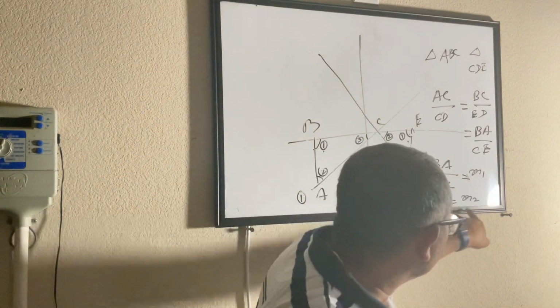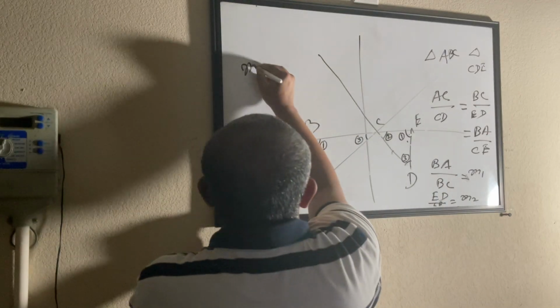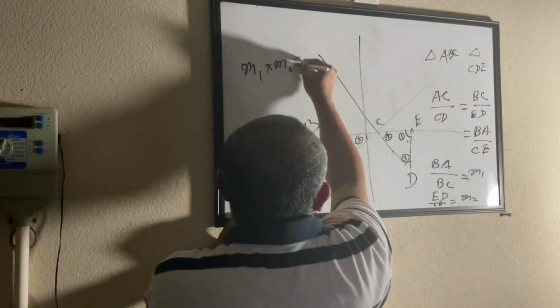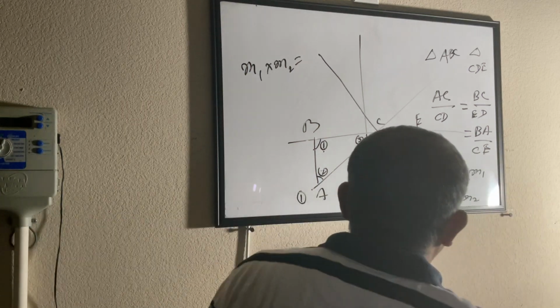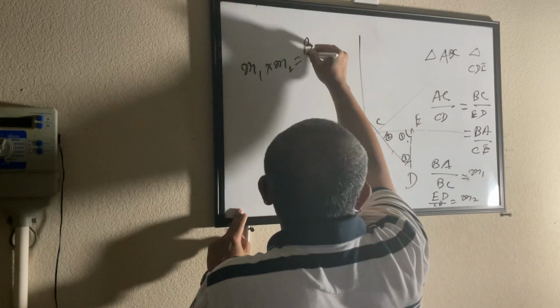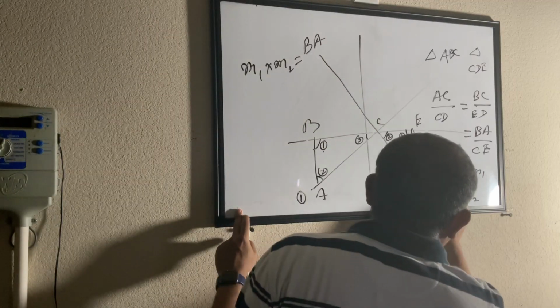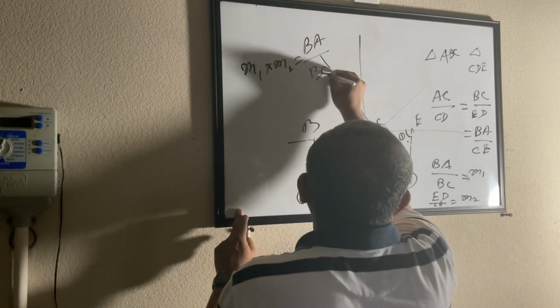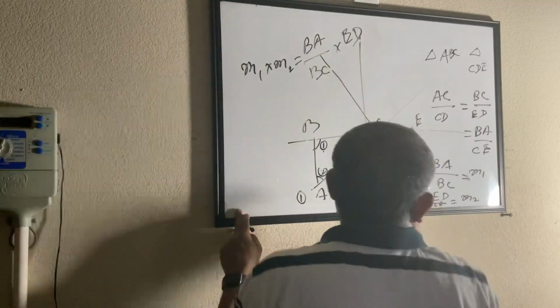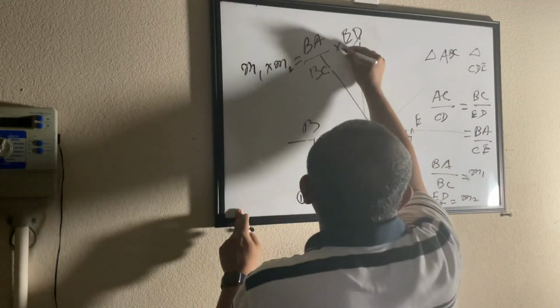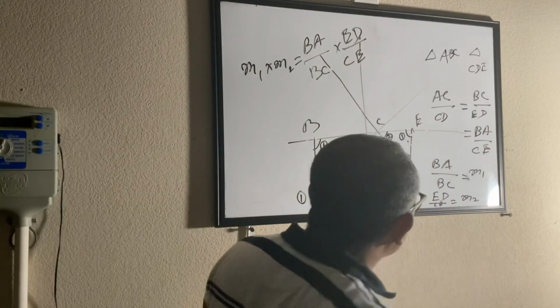Okay. Now let's multiply them. M1 times M2 will be equal to what? BA over BC times EB over CE. BA over BC times EB over CE. Now look at this.